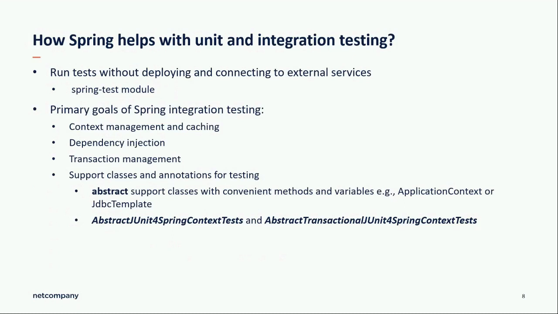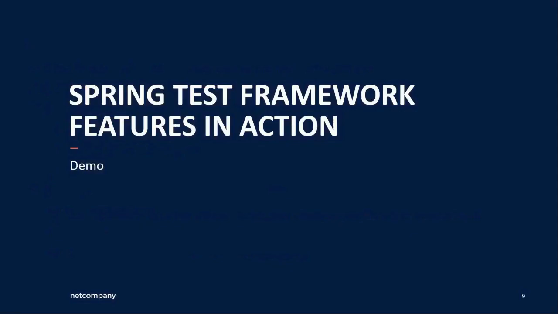Then we have support classes and annotations for testing. Basically, Spring gives you two basic abstract classes which you can extend and use in your tests. They already have proper annotations and some configuration for test listeners and context, but this is not necessary. They are there, but you don't have to use them. You can use only the annotations, but they give you, for example, access to the application context, or to transactions in the case of AbstractTransactionalJUnit4SpringContextTests. So it is important to know that you can extend or use these, or maybe you would like to go another way.